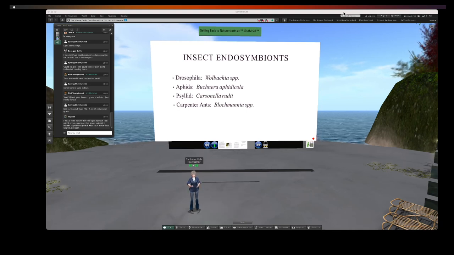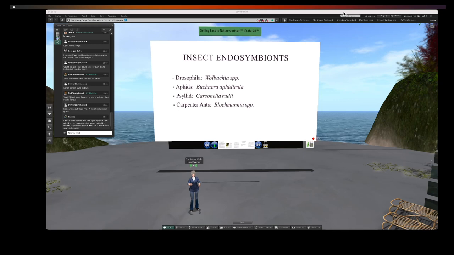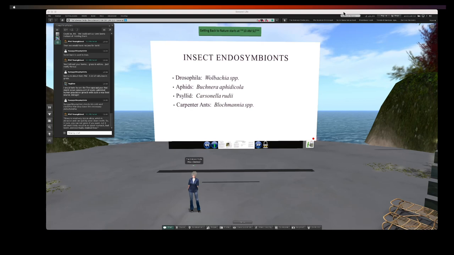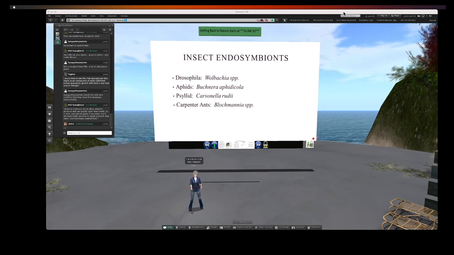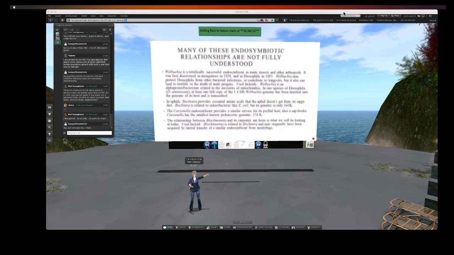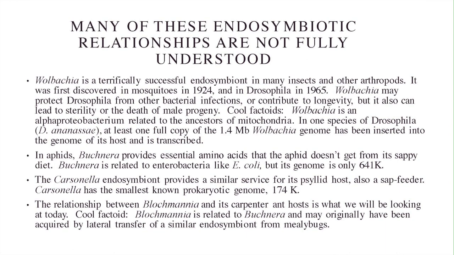There's a bunch of insects that have endosymbionts in them, and I've listed four of them here. One is Drosophila. There are a lot of different Drosophila species, and many of them carry an endosymbiont called Wolbachia. Different species of Wolbachia are associated with different species of Drosophila. In aphids, there's an endosymbiont called Buchnera. The psyllid insects, which are like teeny tiny cricket-like things, have a very small endosymbiont called Carsonella. And the carpenter ants that I'm going to talk about today have an endosymbiont called Blochmannia. A lot of these relationships are still not fully understood.